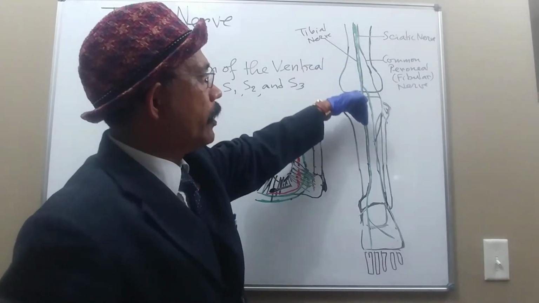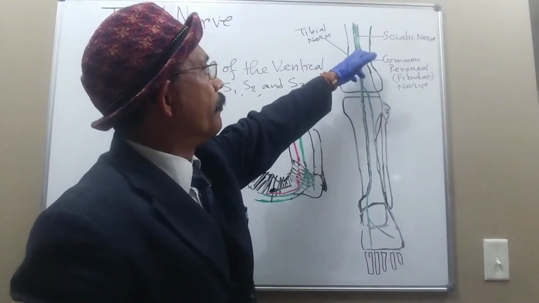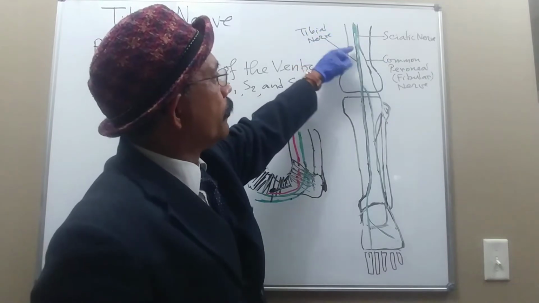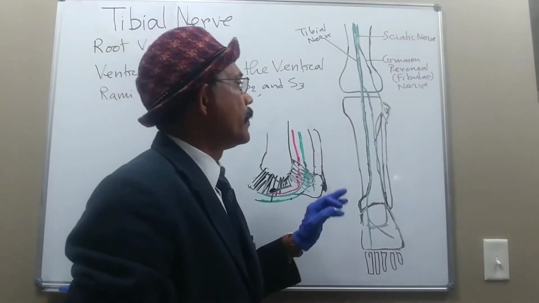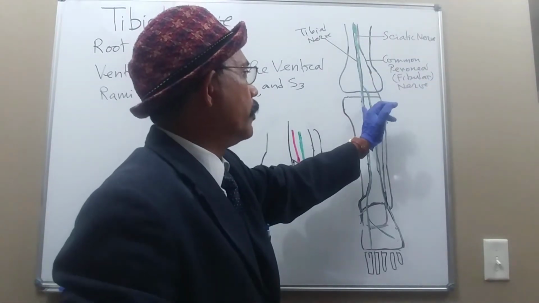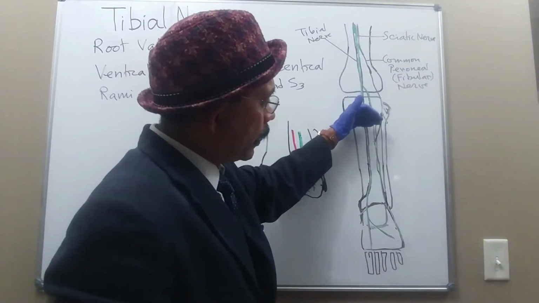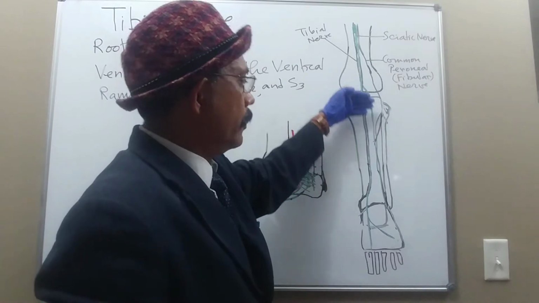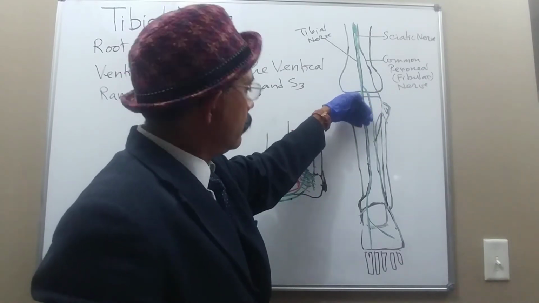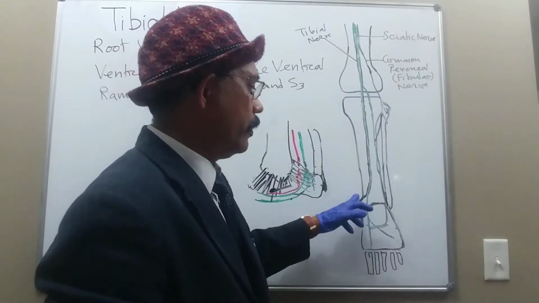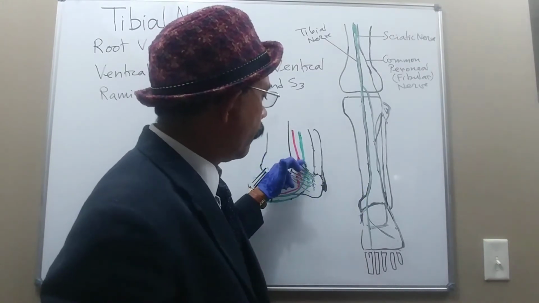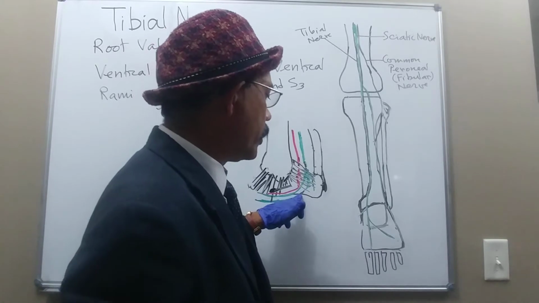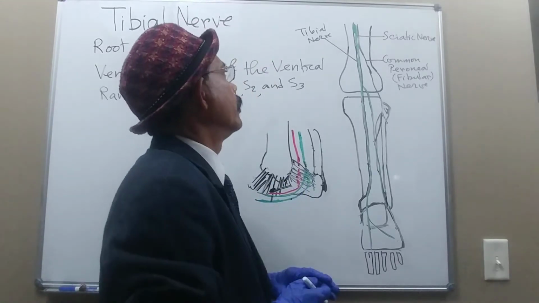It goes vertically down. It is formed at the upper angle of the popliteal fossa, goes through to the lower angle of the popliteal fossa, behind the back of the leg, going to the flexor retinaculum. Underneath the flexor retinaculum it divides into the lateral plantar nerve and the medial plantar nerve.